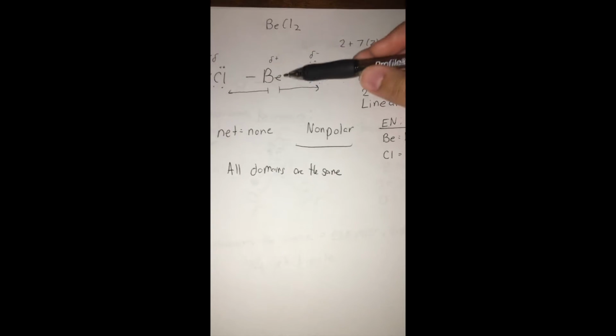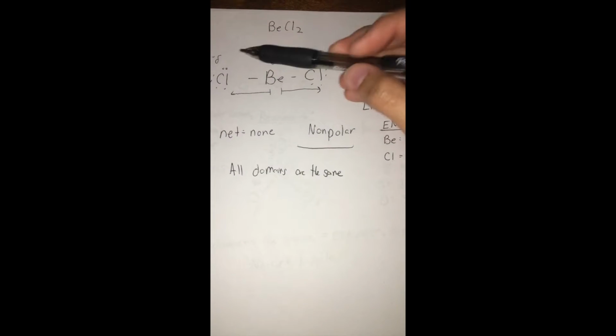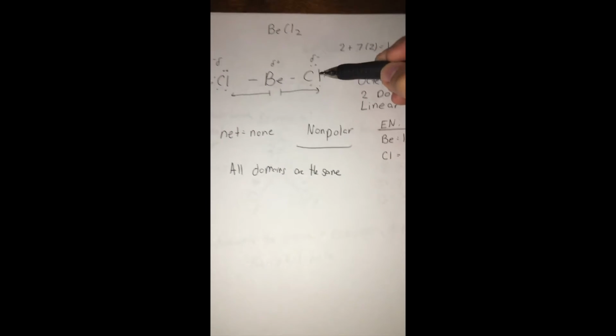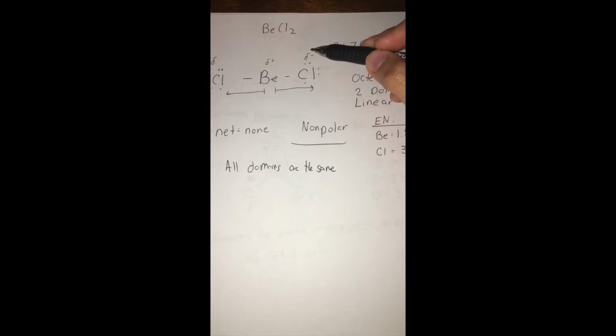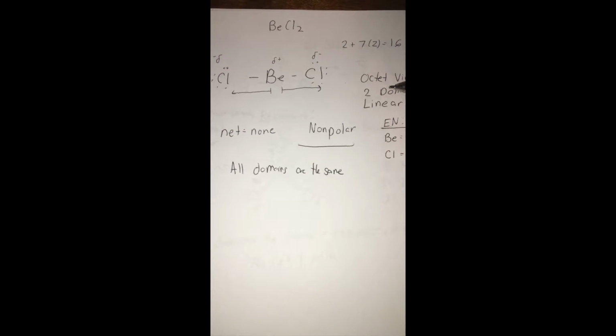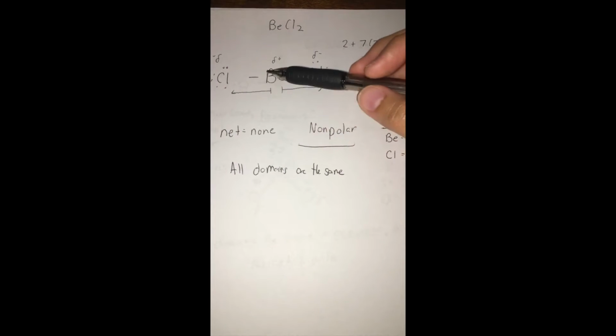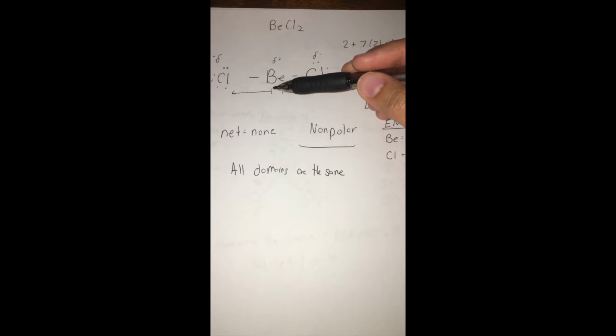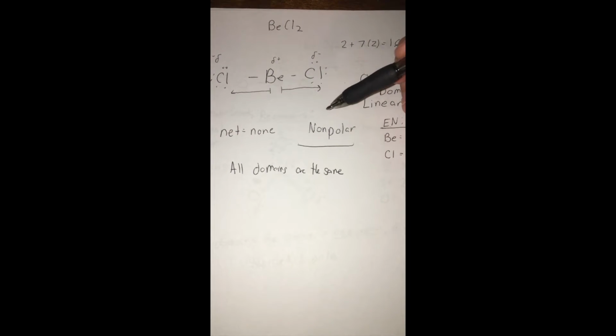Electronegativities: beryllium is 1.5 and chlorine is 3.0, so the bond dipoles are going to point towards the highest electronegativity. So they point outwards towards the chlorines, giving both chlorines a partial negative charge and beryllium a partial positive charge, since the electrons drift towards chlorine. And because of the two domains, and because they're both the same, there's going to be no net dipole. Both bond dipoles are going to cancel. And because all domains are the same, it makes it nonpolar.